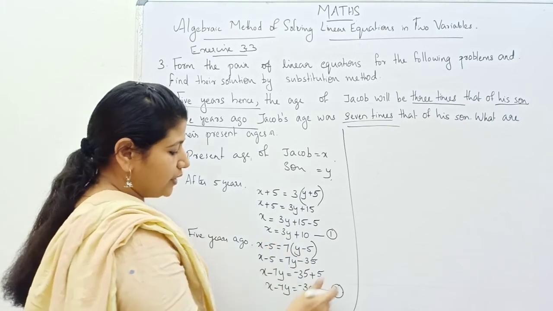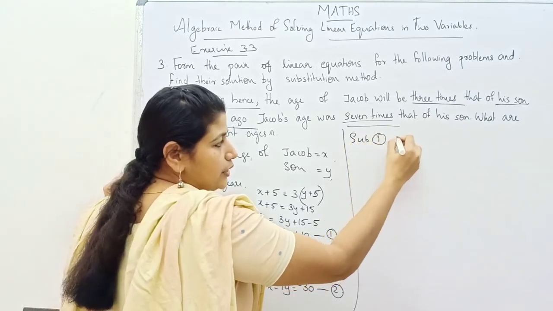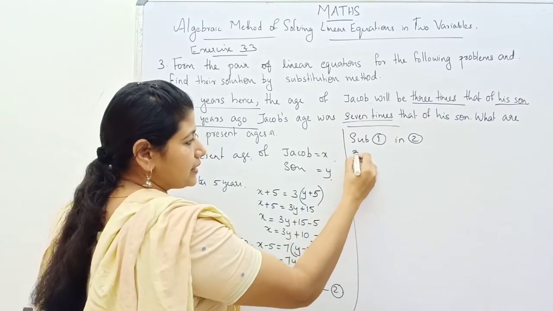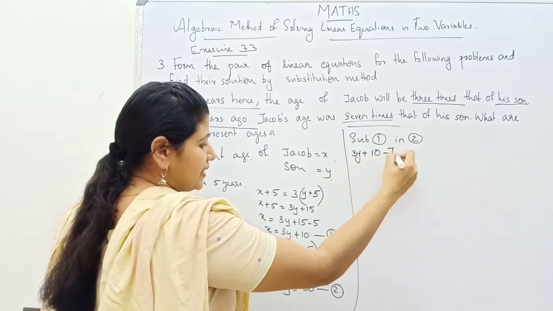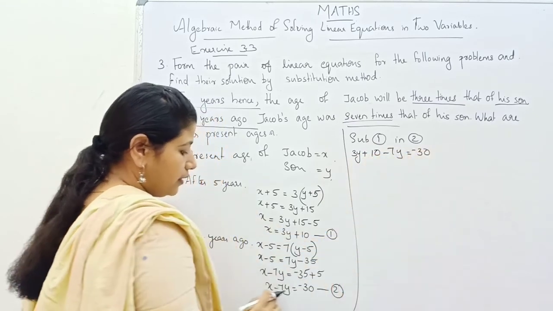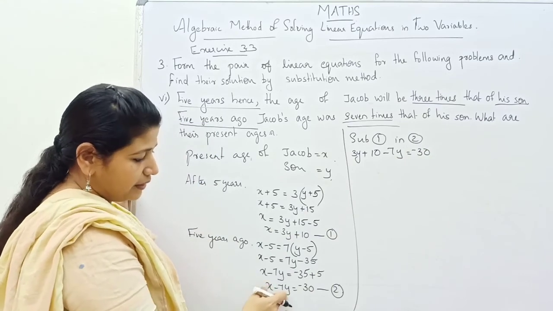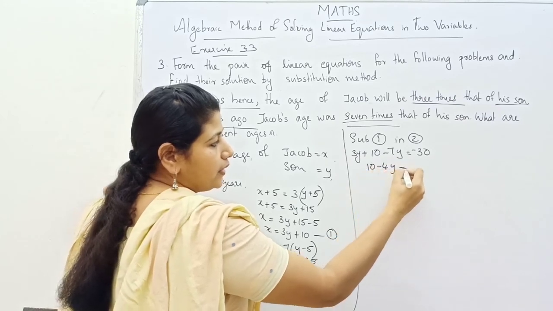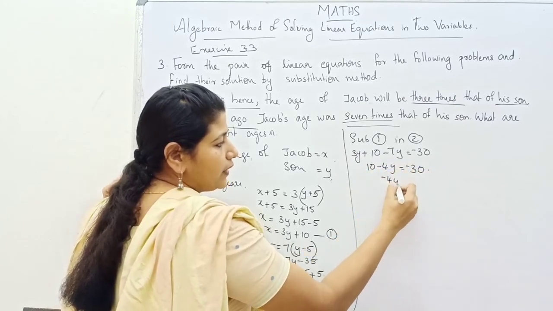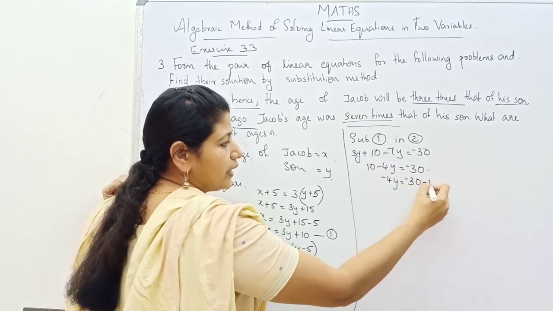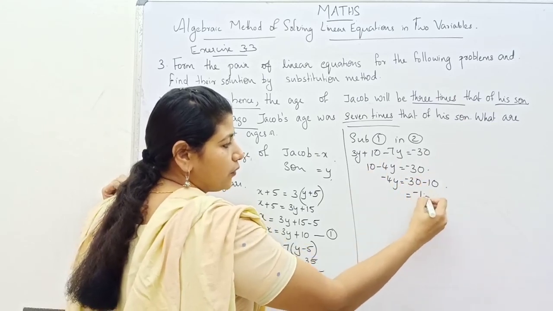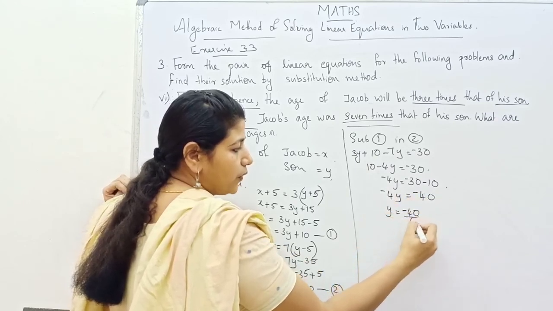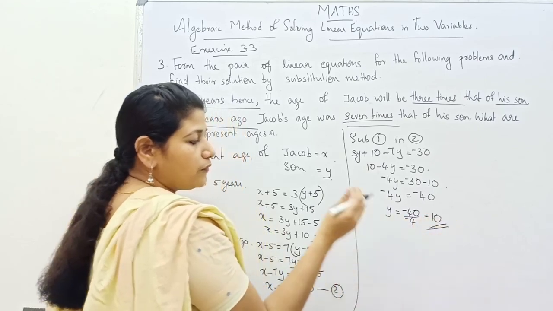Now substitute 1 in 2. Instead of this x, I am using 3y plus 10. 3y plus 10 minus 7y equal to negative 30. 3y minus 7y is minus 4y, so 10 minus 4y equal to negative 30. 10 can be taken to that side, it will be minus 10, and this is negative 40. So negative 4y is negative 40. y equal to negative 40 by negative 4, which is 10. So, you got y as 10.